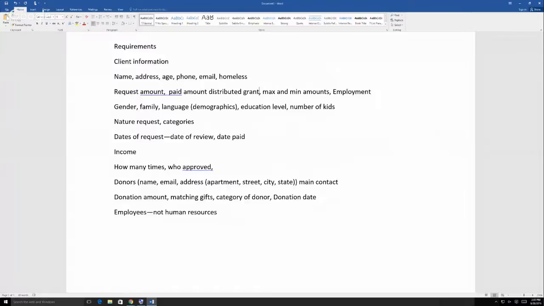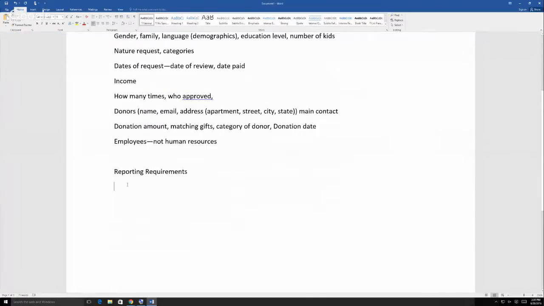Okay. So let's think about this part you guys were sort of working on already too. Some of the reporting requirements, and then we'll talk about security. Reporting requirements are what do you want to do with this data? What do you want to see from it? There are probably dozens and dozens of these, but let's just think of a few.